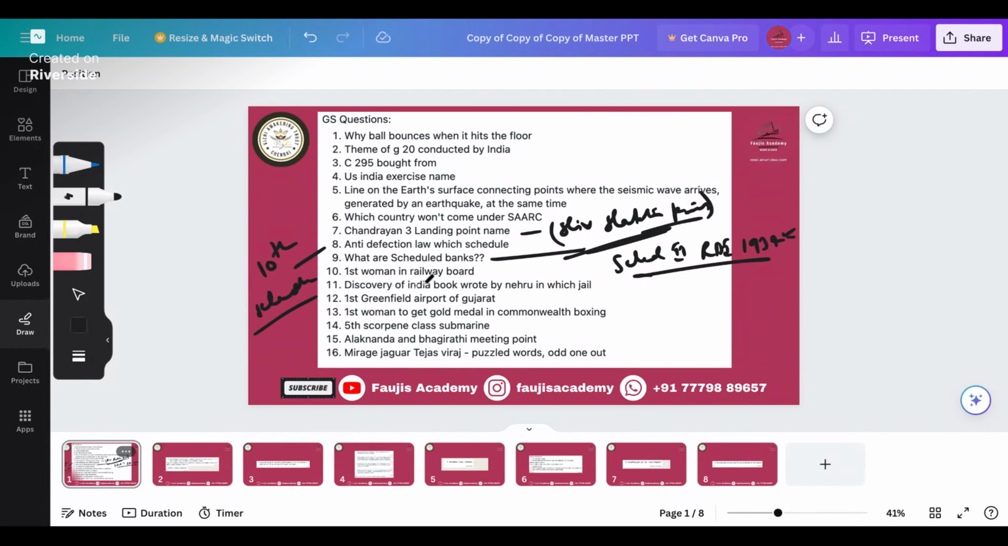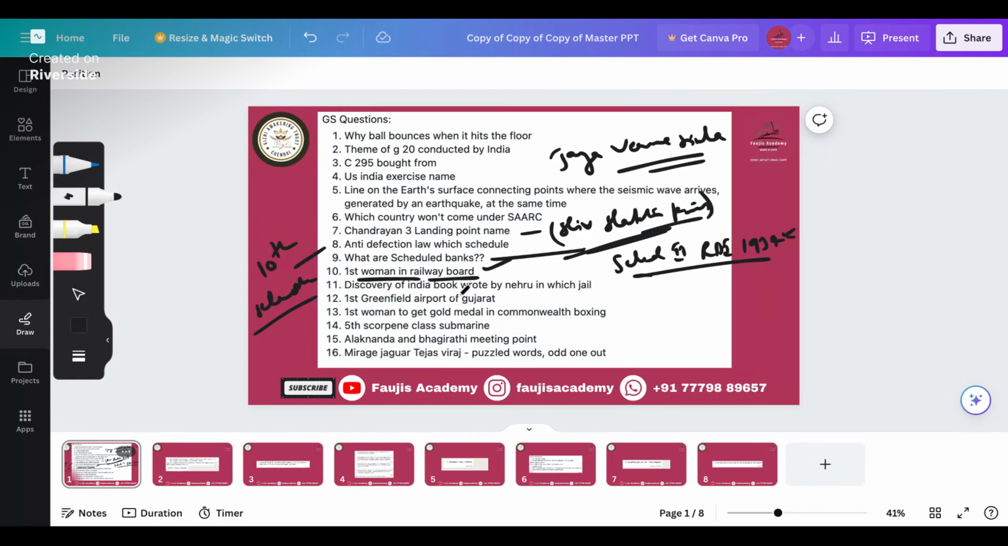And who was the first woman in the railway board? I suppose over here we wish to talk about Jaya Varma Sinha. Jaya Varma Sinha was the first woman leader of the railway board. Remember that.